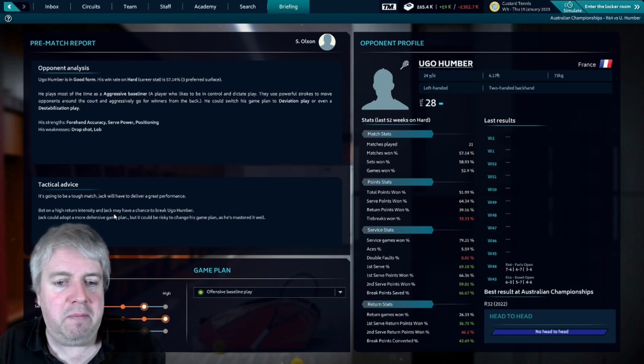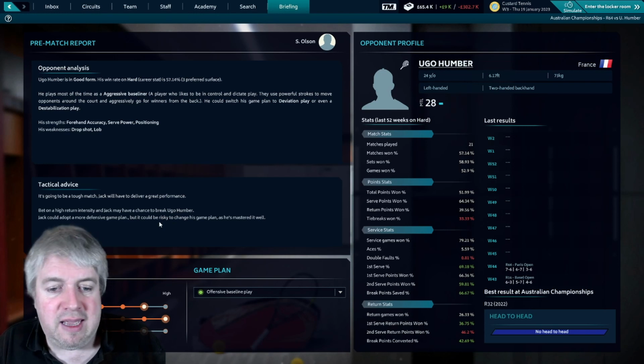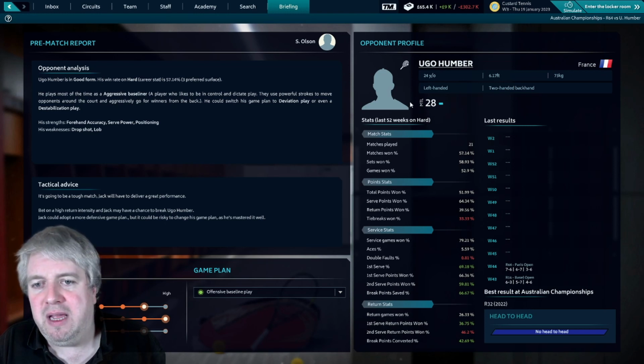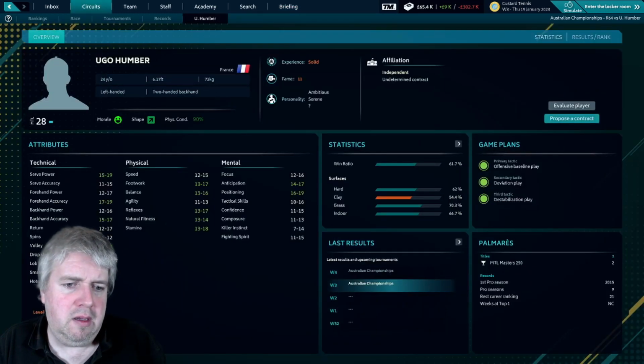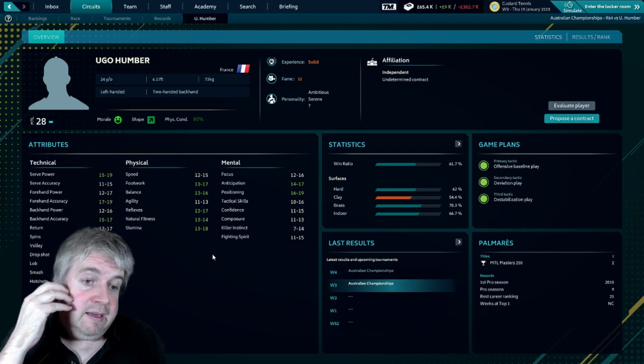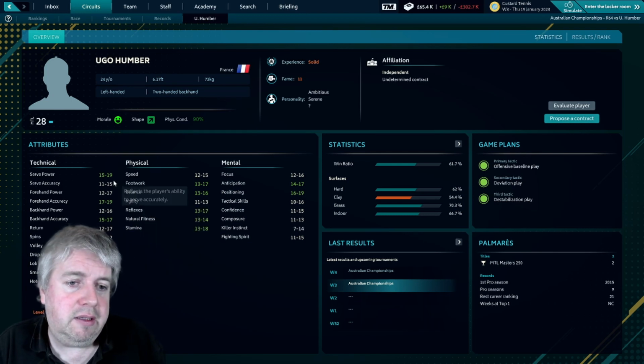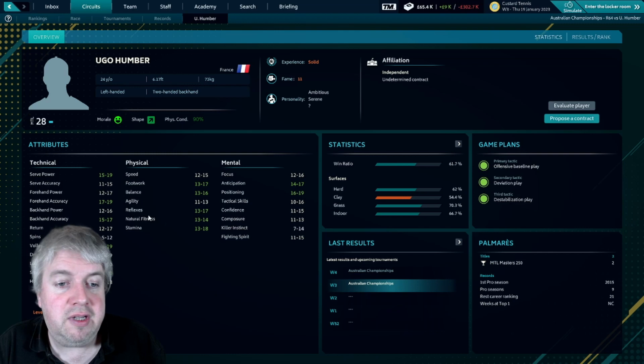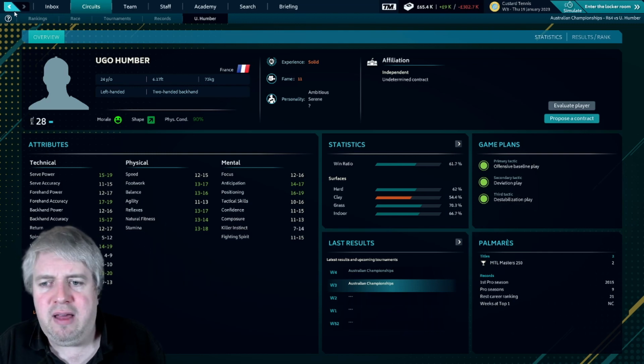If we get ridiculously far, which I know is very unlikely, I'll probably come back and look to play another game. So, tough match, high return intensity, and he may have a chance to break him. So he's a big server then. Yeah, again, the defensive game plan, they want me to play that. I haven't sorted that out yet. Let's have a look at him. Okay, physically, he is very, very good. He's got a strong serve power, as you can see. So we'll see how that goes.